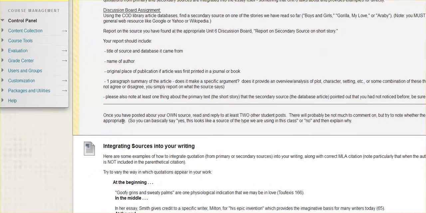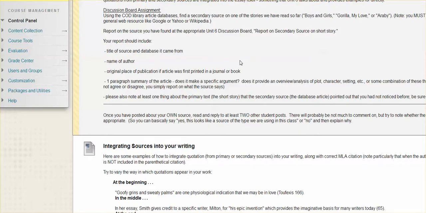Also note that there's a reply part to this discussion board. But since a lot of what people are reporting on is factual, your reply might be something like, I found a similar source, or I did the same story but found a different source. So you can elaborate a little bit rather than just trying to reply to what is, for the most part, objective factual information.